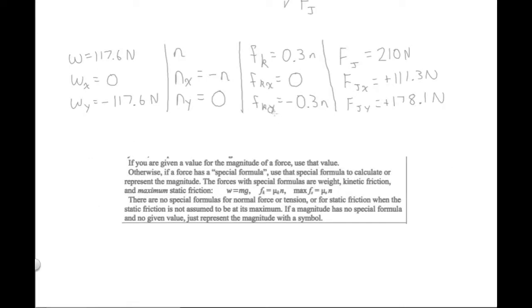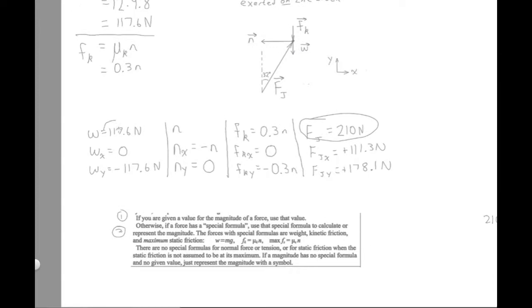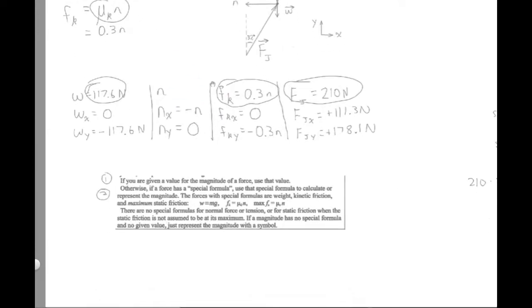This table illustrates three different possibilities. Sometimes you're given a value for a magnitude. That's the case here. We were given a value for the magnitude of F sub j, 210 newtons, so we just used that value. Sometimes you're not given a value, but you have a special formula for the magnitude, and that was the case here and here. We had special formulas for the magnitude of the weight and the magnitude of the kinetic friction. Remember that these formulas only tell us the magnitudes. It was our job to figure out the plus or minus signs in the components.